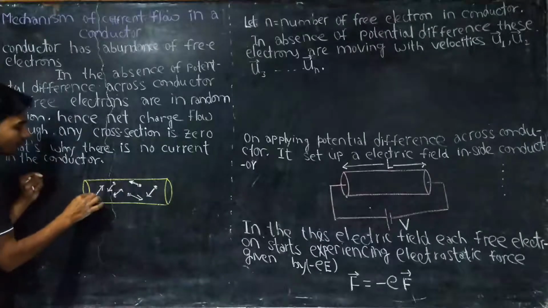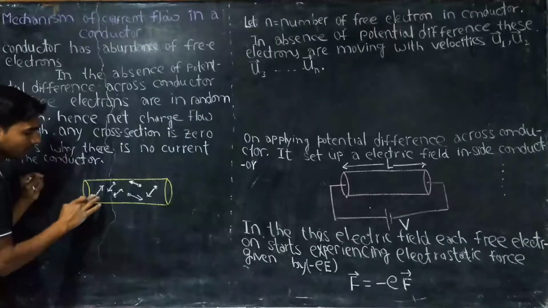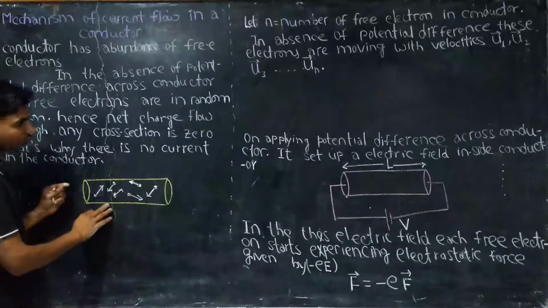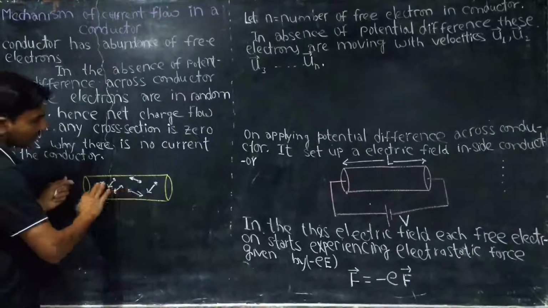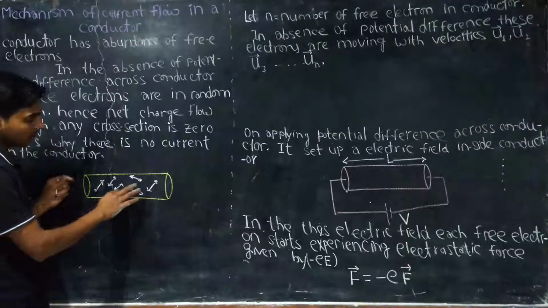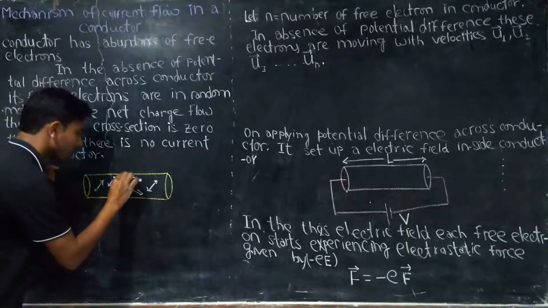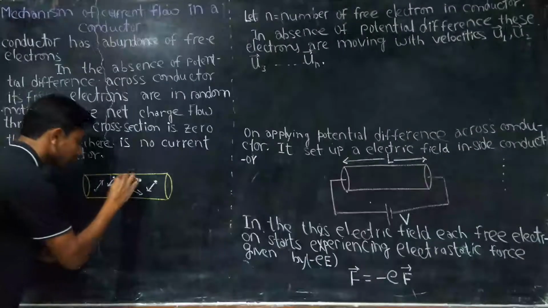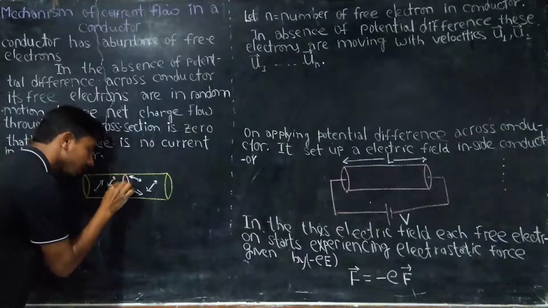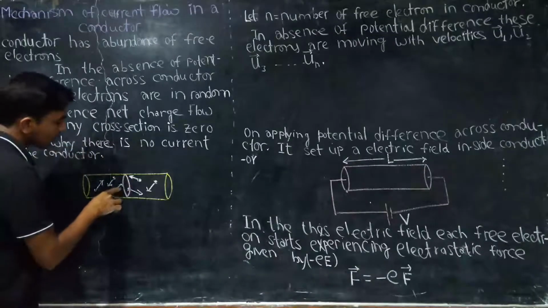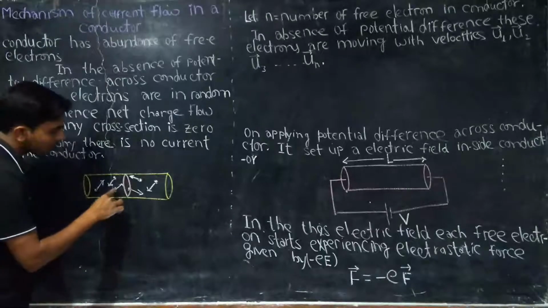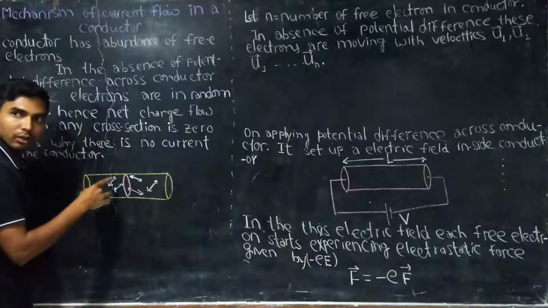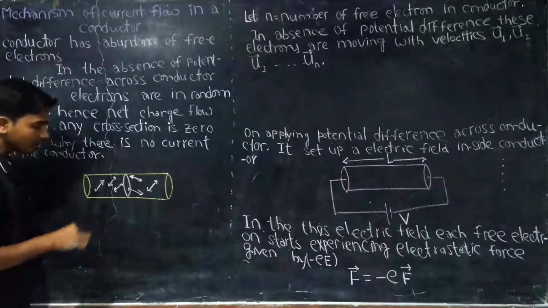In the absence of an electric field, here no battery is connected to the conductor, so the electrons are in random motion. Suppose I consider an area here. Since the electrons are in random motion, the number of electrons going to that side is equal to the number of electrons coming to this side.